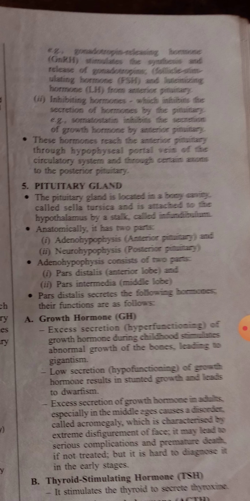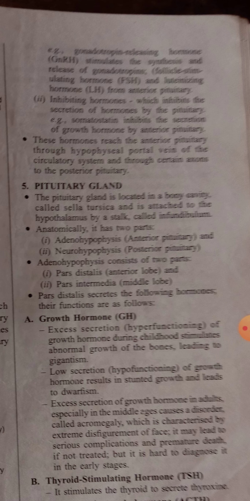Pars distalis secretes the following hormones and their functions are as follows. First is growth hormone, secreted by the pituitary gland. When the pituitary releases excess growth hormone, growth becomes abnormal, higher than in normal human beings. In such conditions the person becomes a giant. A normal height is 5.5, 5.10, 5.8 feet, and this person's height is approximately 6.5 to 7 feet.